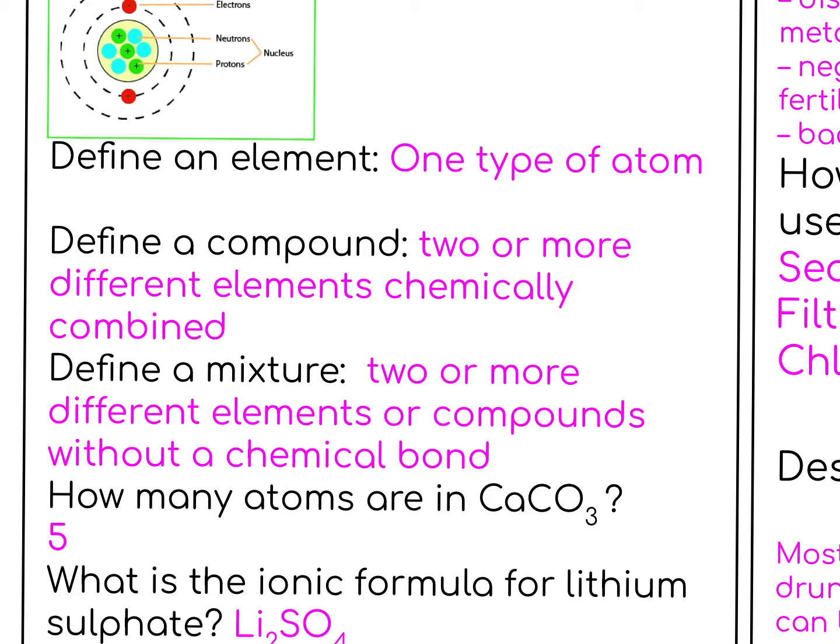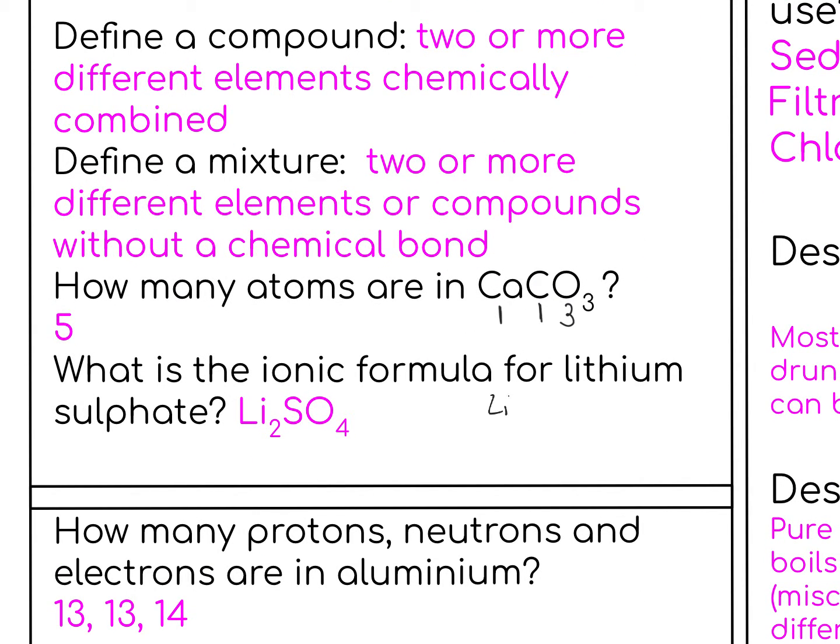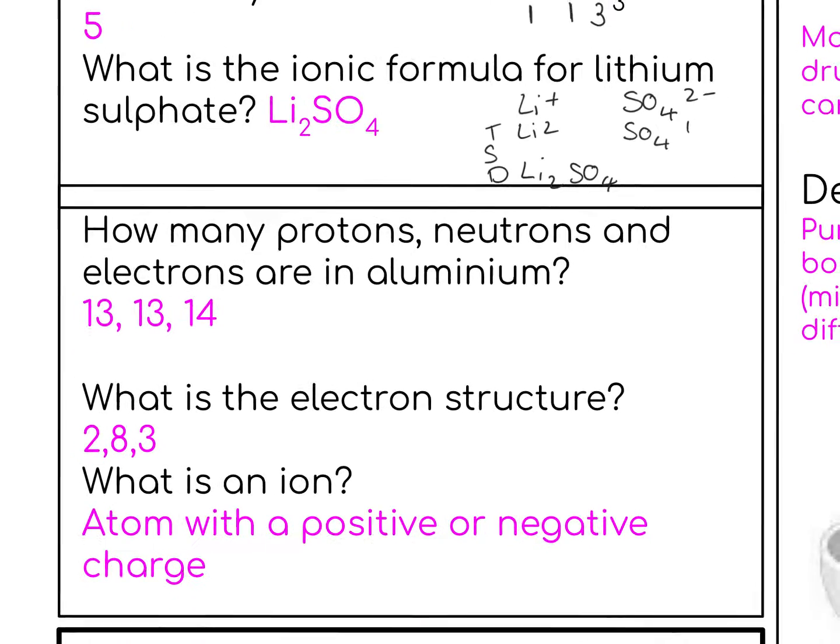How many atoms then? You've got 1, 3. What is the ionic formula for lithium sulfate? Remember to do top, swap, drop. So lithium plus SO4 2 minus, top, swap, drop. So Li2, SO4 1. Oh, I've swapped them. Sorry, I've done top and then dropped them. I've done the two together. Sorry, guys.